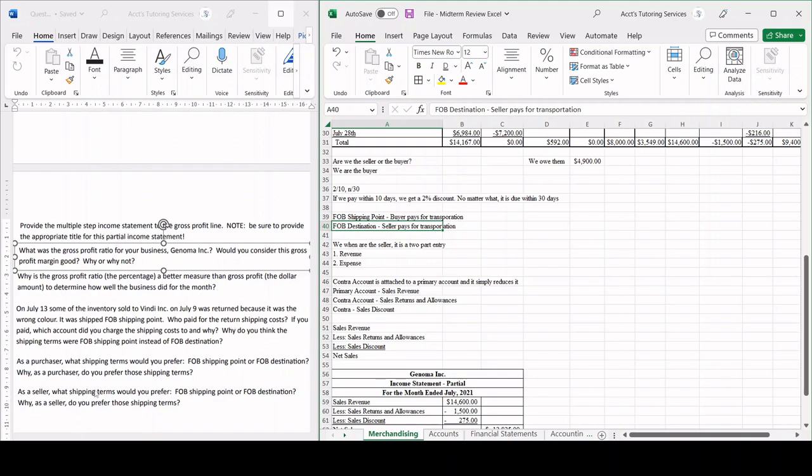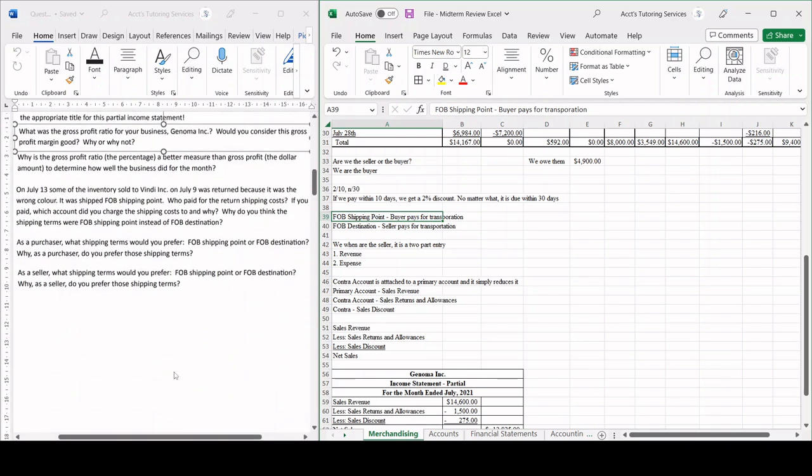As a seller, what shipping terms would you prefer, FOB shipping point or FOB destination? Why, as a seller, do you prefer those shipping terms? Whatever we talked about in the previous question is the flip side here. As a seller, we prefer FOB shipping point because the buyer pays for transportation, and during transportation it is in the buyer's possession, meaning if something happens during transportation, they're liable for it, not us. So this wraps it up for this question.